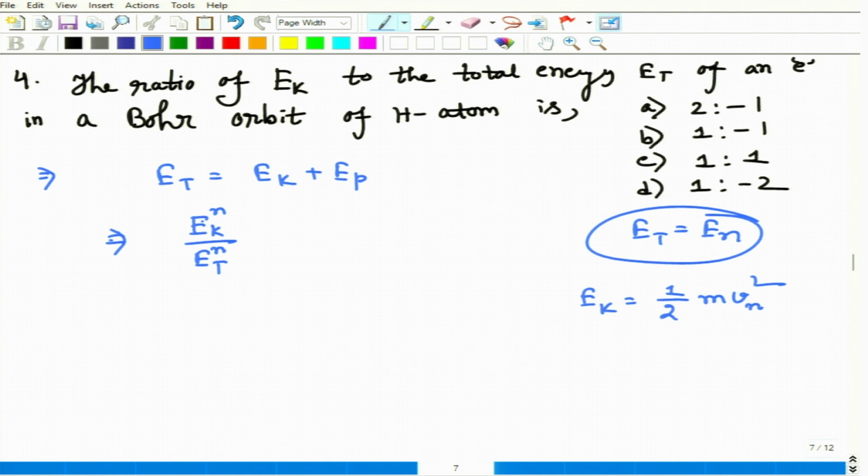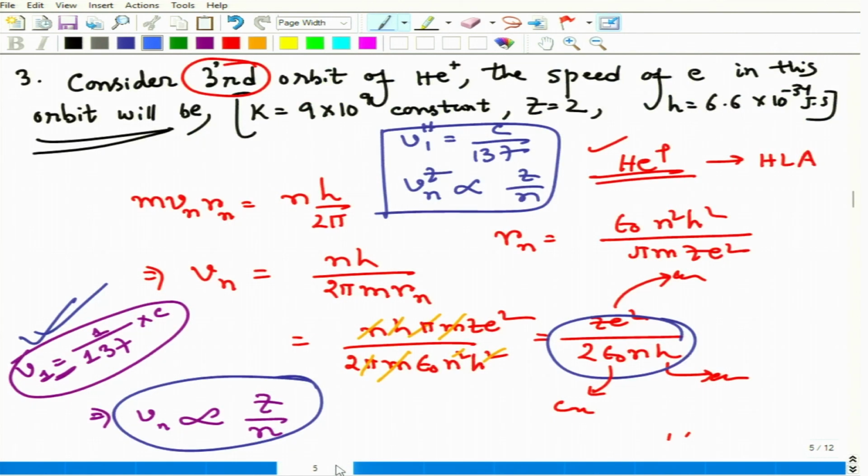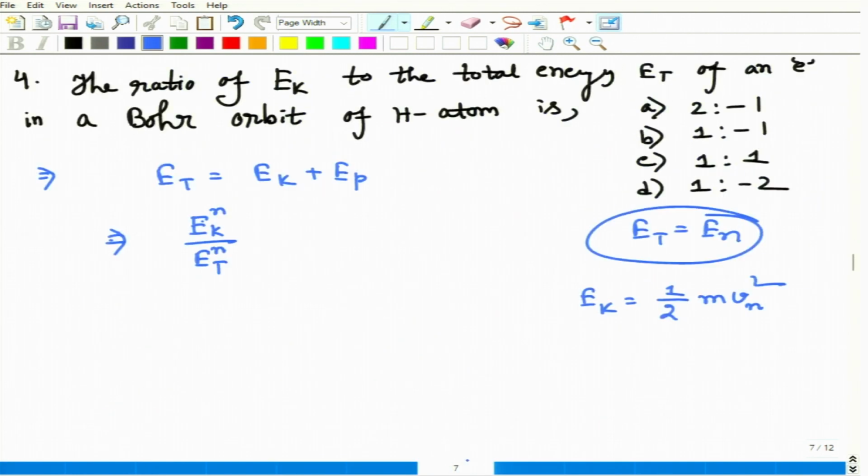Now you have to put the Vn. What was the Vn? We have just derived the formula of Vn. This is the Vn. So if you put it in, then you can obtain that EK should be half of mv square, so it should be half of 1 by 4 pi epsilon naught, Z square by Rn. Okay, this will be the EK.